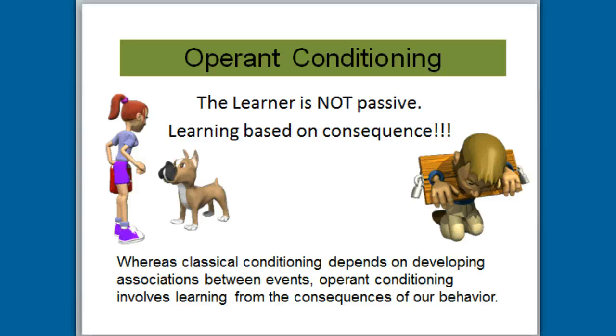So here you have, unlike classical conditioning, the learner is not passive. Learning is based on consequence. Okay, and in this picture, the little girl, or lady or whatever she is, is feeding the dog after it sits, but that's not happening here. Whereas classical conditioning depends on developing association between events, operant conditioning involves learning from the consequences of our behavior.